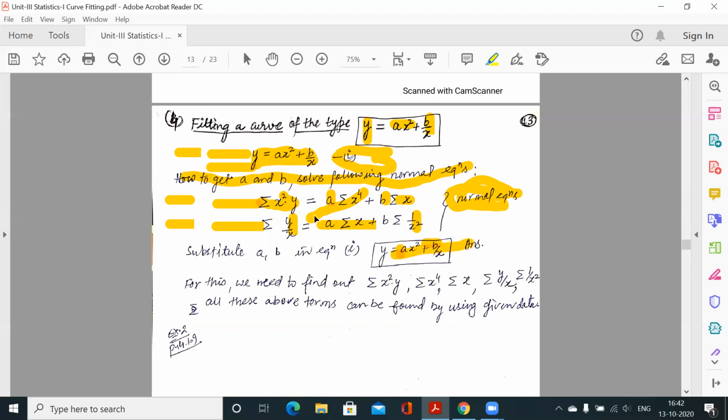Now what we need to calculate here to solve this normal equation? The summation x square y. You have x, you have y, so you can calculate x square into y. X to the power 4, and y over x. You have x, you have y, so y over x. Clear? Next summation x and 1 over x square. So you have x, so you can calculate x square, then 1 by x square. So for this we need these summations to be calculated.